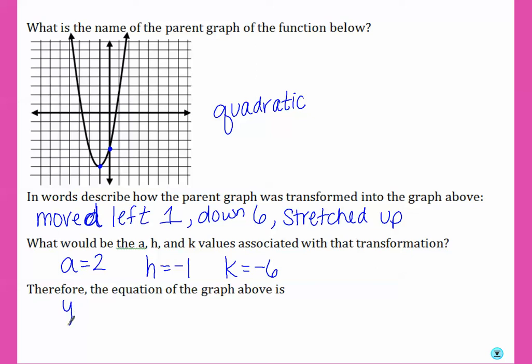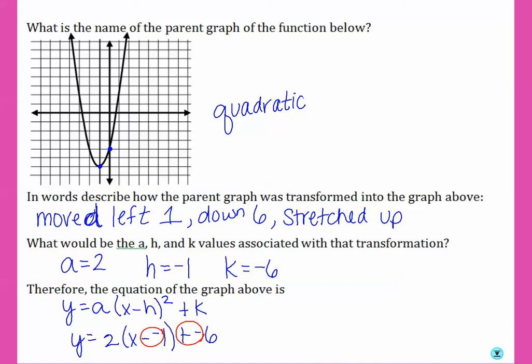So typically, our quadratic equation looks like y equals a times x minus h, squared, plus k. Plug in our numbers: y equals 2 times x minus negative 1, squared, plus negative 6. So now we want to change out this minus a negative and plus a negative. So our final answer will be y equals 2 times x plus 1 squared.